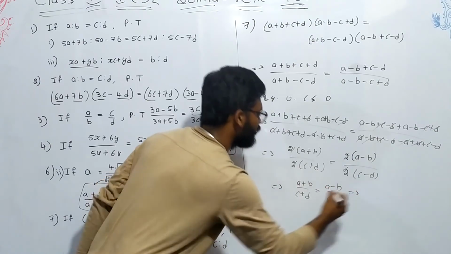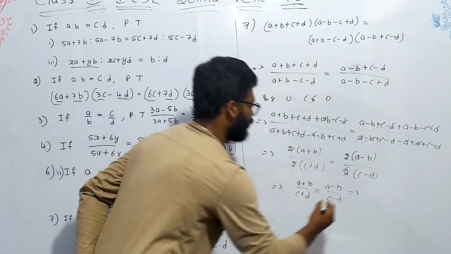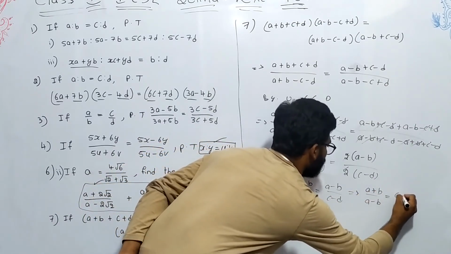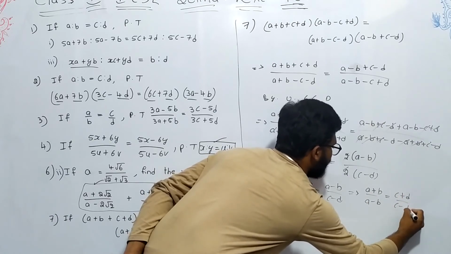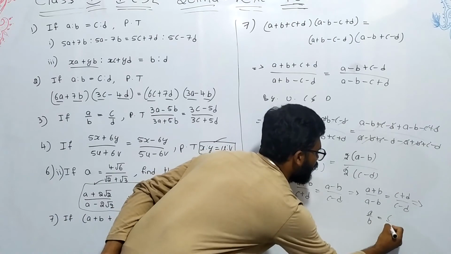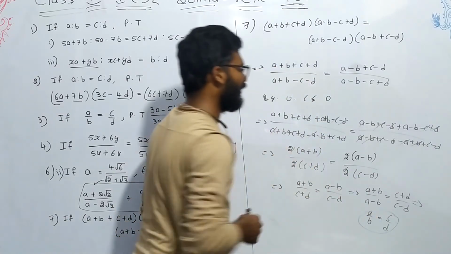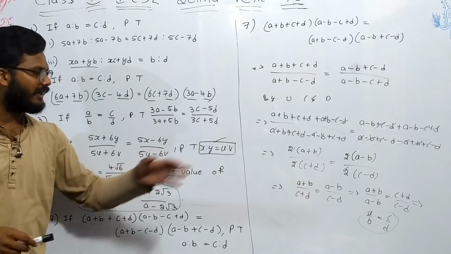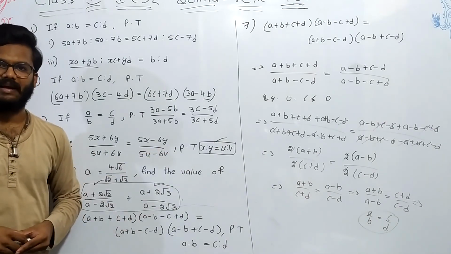So again, what do I have to use? Using alternendo, so that a and b will be on one side: (a + b)/(a − b) is equal to (c + d)/(c − d). So by using componendo and dividendo, you can write a/b is equal to c/d. If (a + b)/(a − b) equals (c + d)/(c − d), and you use componendo and dividendo there, we will get a/b is equal to c/d.